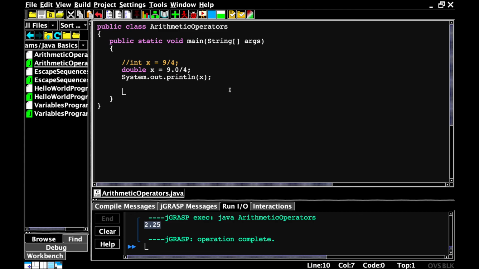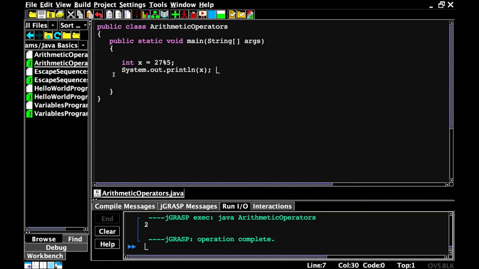Our last one is the modulus operator. Integer x is equal to 27 modulus 5. So 5 fits into 27 5 times. 5 times 5 is 25. And 25, when we subtract that from 27, we get 2 as our remainder. So when we print out x, we should get 2. Again, I tried to put 2 in the print statement by accident.